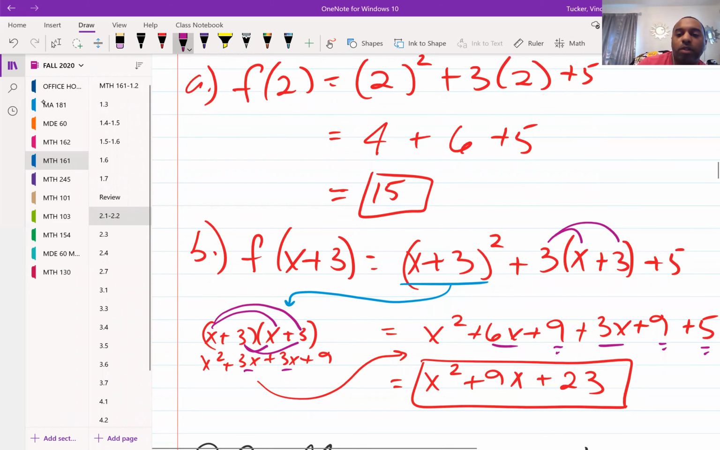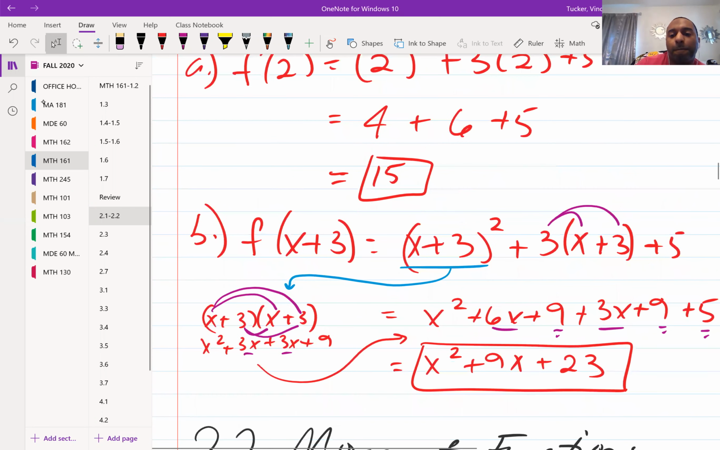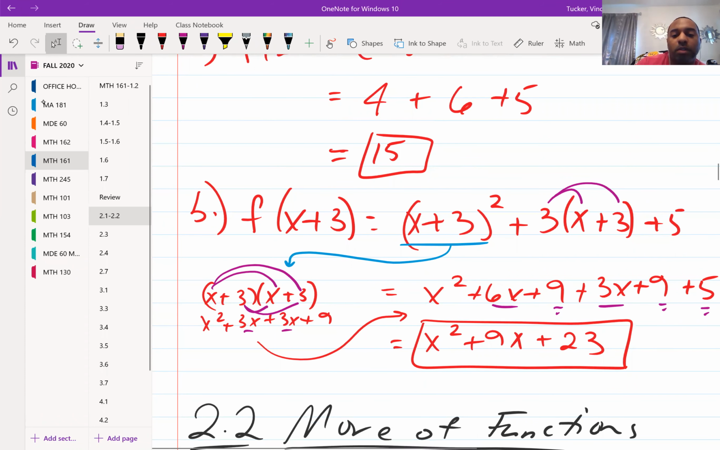Any questions before we do a little bit out of 2-2? That was it for 2-1, and we're going to do some of the stuff out of 2-2.